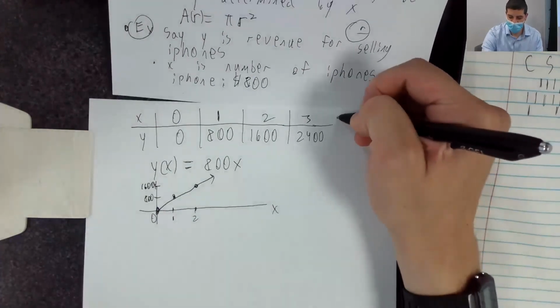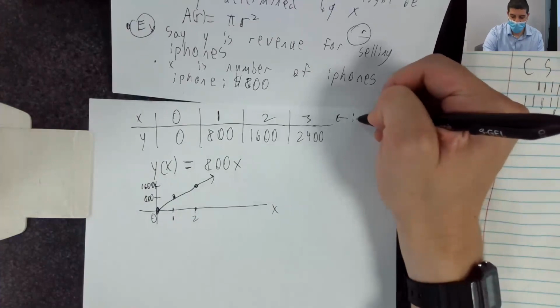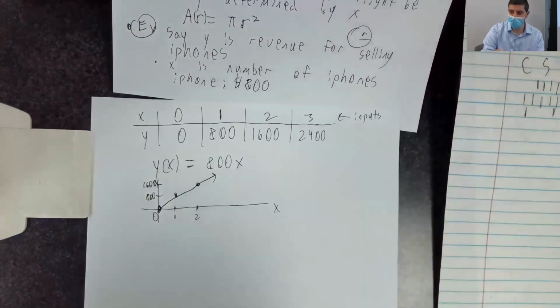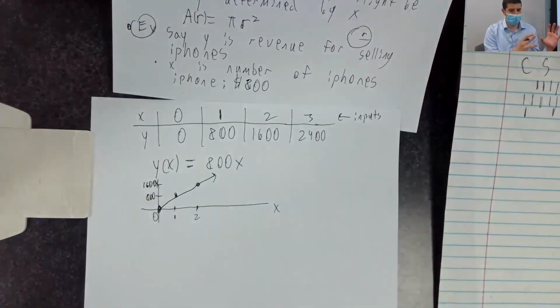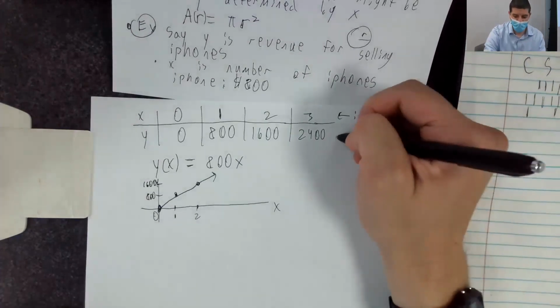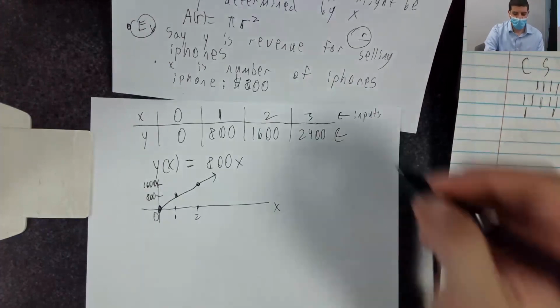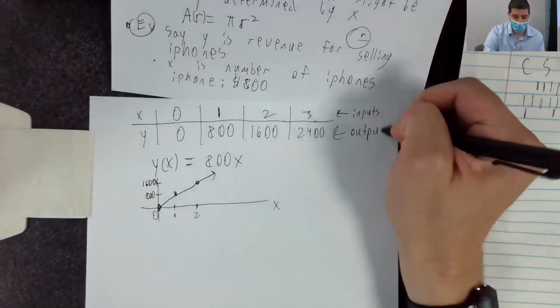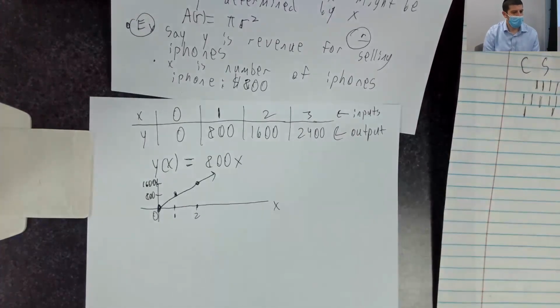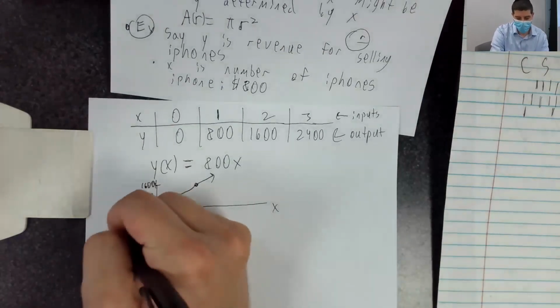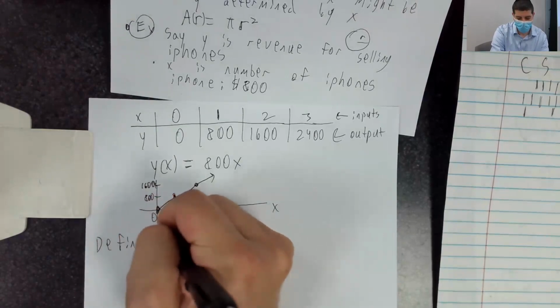So what happens here is 0, 1, 2, 3. You could think of 0, 1, 2, 3 as the set of input data going into your function. And all these numbers, 800, 1600, 2400, you could think of as the set of output data. That's all the possible Y values that you're going to have. So X values are inputs, Y values are outputs. So that's really what a function is, the definition.